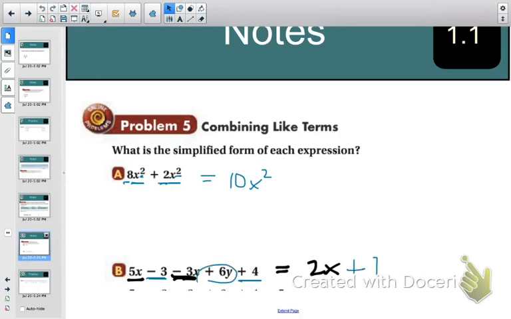And then we still have this 6y left over. It doesn't have any friends. It doesn't have any like terms, so it just has to stay by itself, 6y. Okay, so then we rewrite it here. We get 2x plus 1 plus 6y. And notice none of these have the same variables anymore, so none of those are like terms.